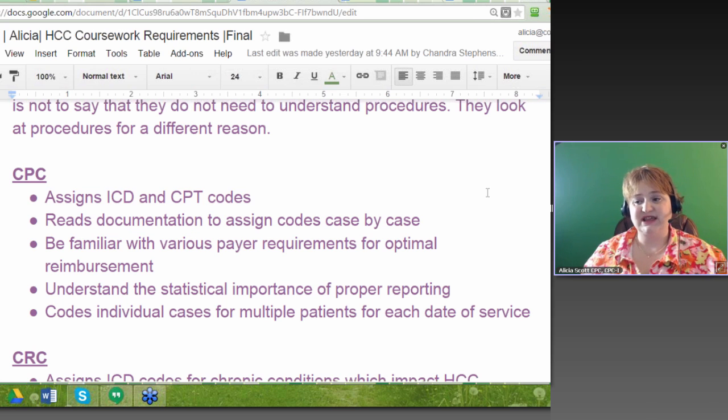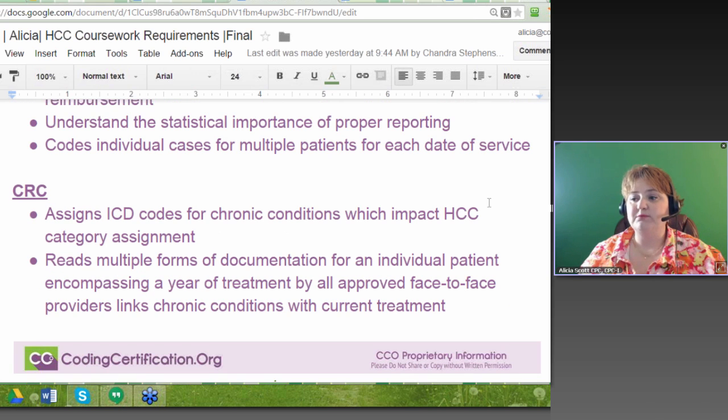What the CRC does is they assign ICD codes for chronic conditions which impact HCC category assignments. Okay, and they read multiple forms of documentation for an individual patient encompassing a year of treatment by all approved face-to-face providers, and link chronic conditions with chronic treatment.